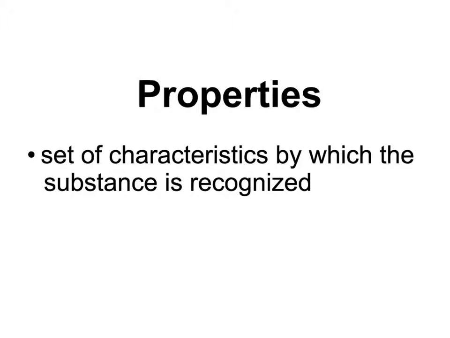Okay, now that we know we have three states of matter, solid, liquid, and gas, we're going to talk about a set of characteristics by which a substance is recognized. These will fall into two types of properties, both physical and chemical.